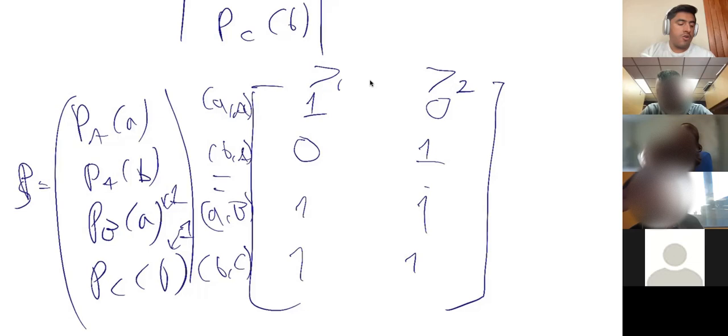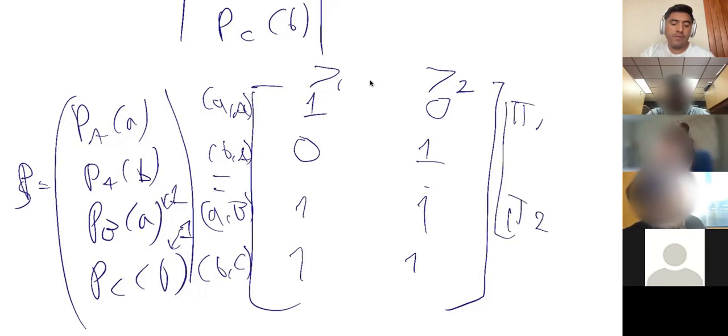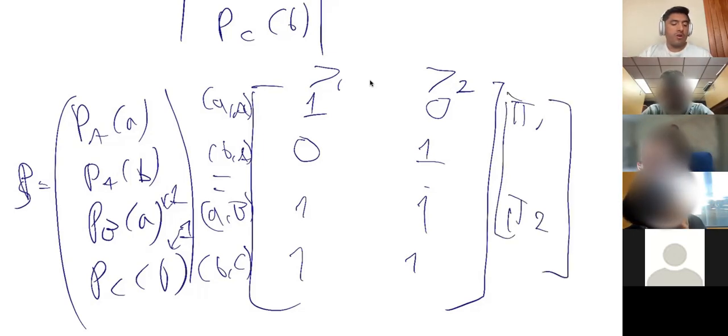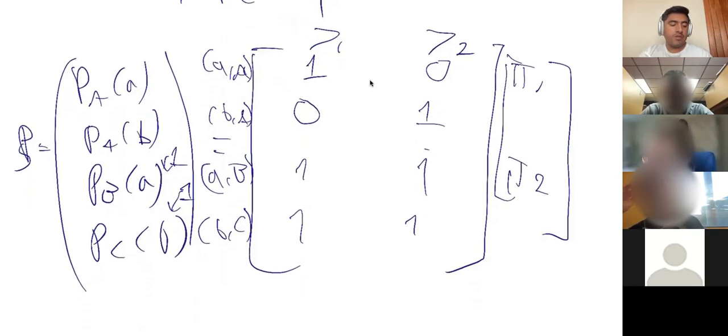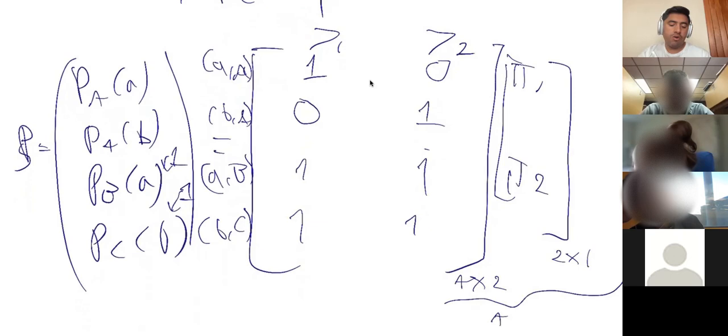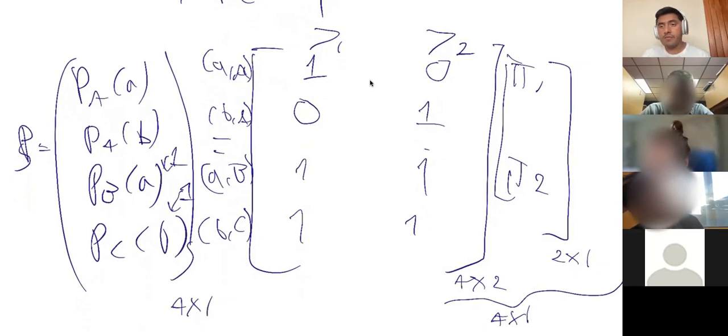Now, in order for this system of equations to be well formed, here there's the unknown, pi 1 and pi 2. So what are the sizes of all of this? This matrix here is size 4 times 2. This is size 2 times 1. So the multiplication of these objects is 4 times 1, and the vector here is 4 times 1. Everyone understands the system of equations?